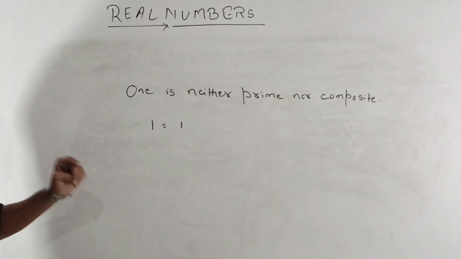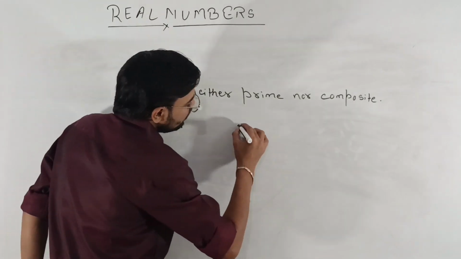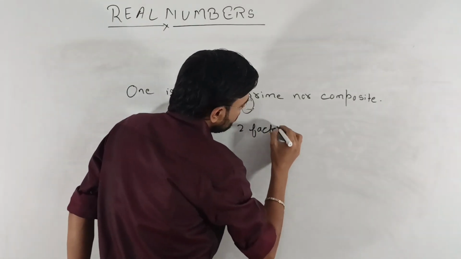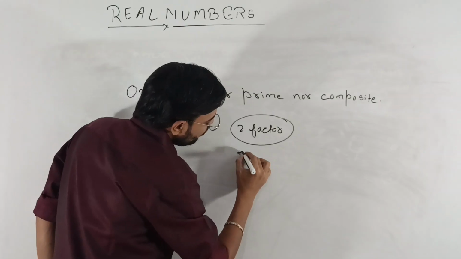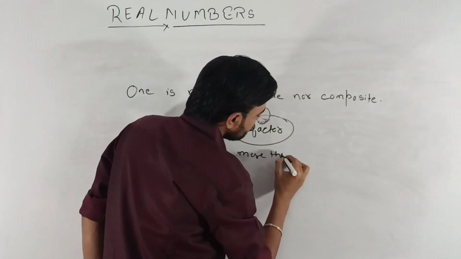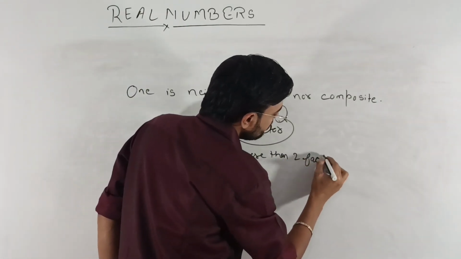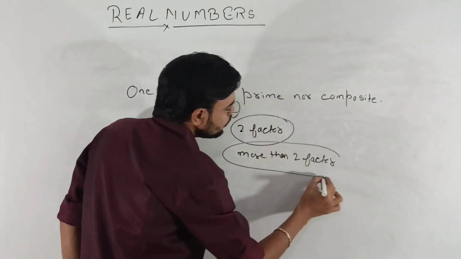Now, what is a prime number? A prime number is a number which has two factors. A composite number is a number which has more than two factors.